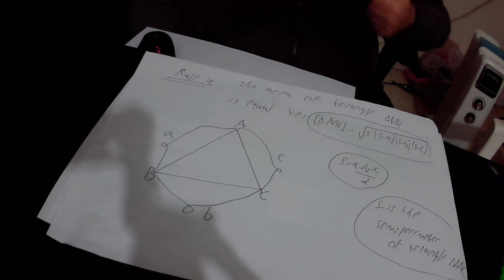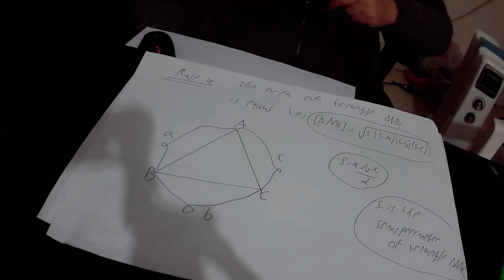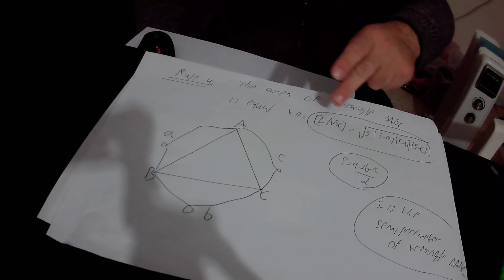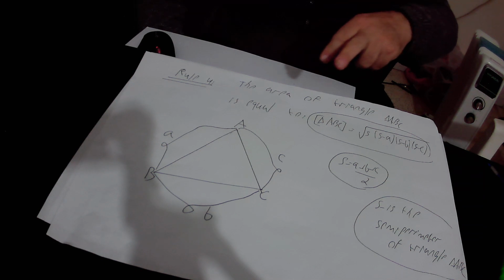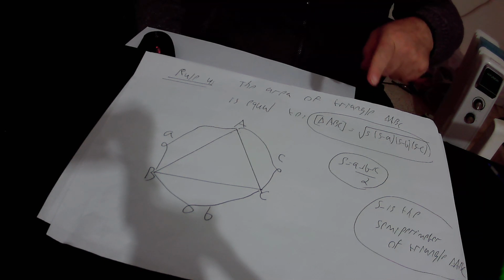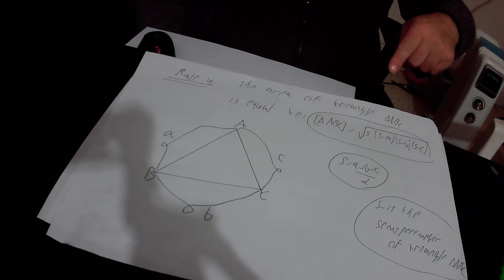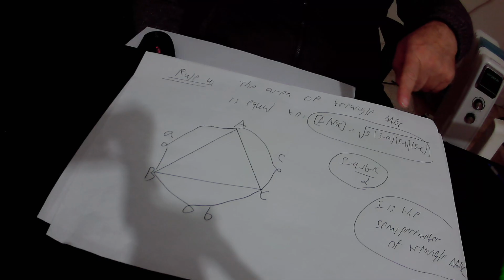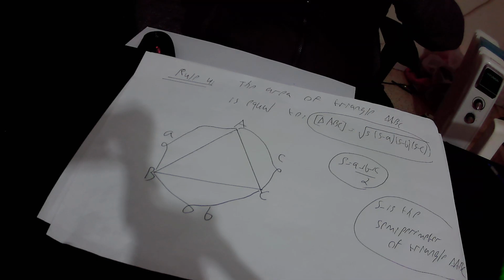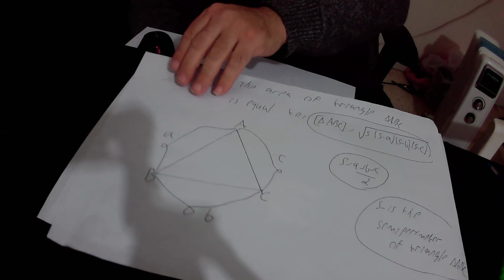So according to rule number 4, the area of triangle ABC, where the square brackets are the sign for the area, and this could be any triangle, equals the square root of S, where S is the semi-perimeter (a plus b plus c) over 2, times S minus a, times S minus b, times S minus c. So we can actually implement rule number 4 in our drawing.